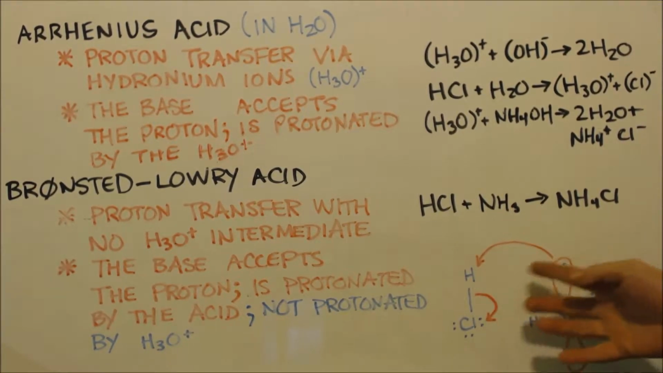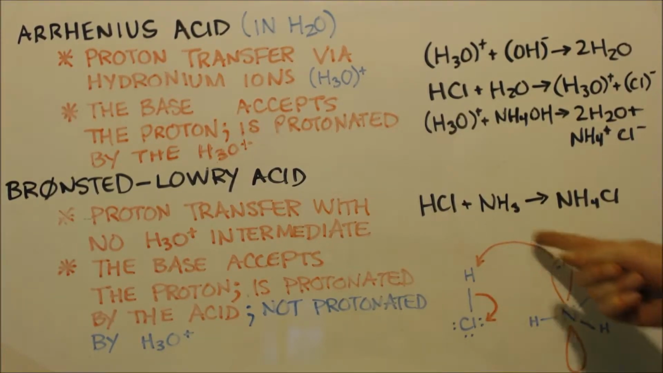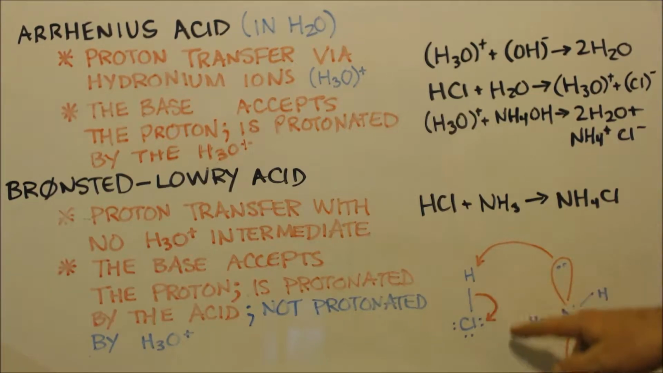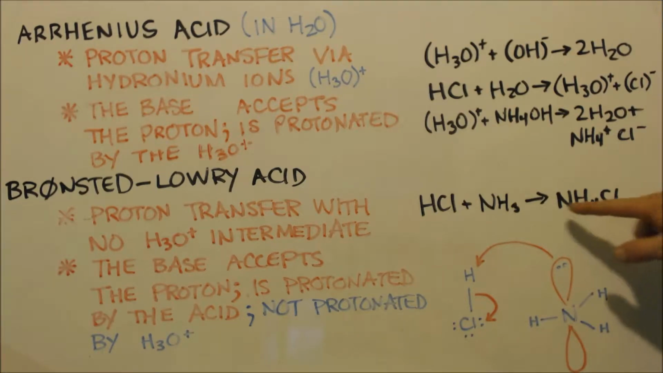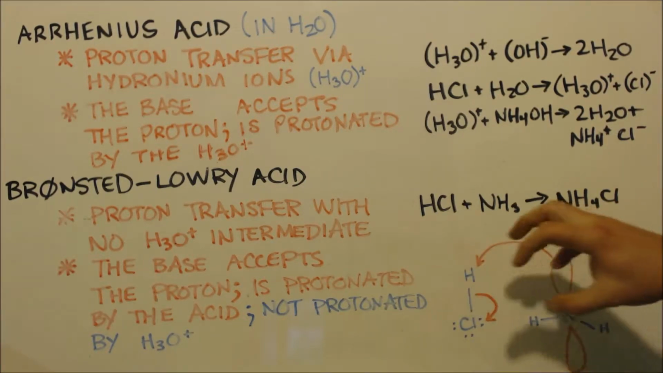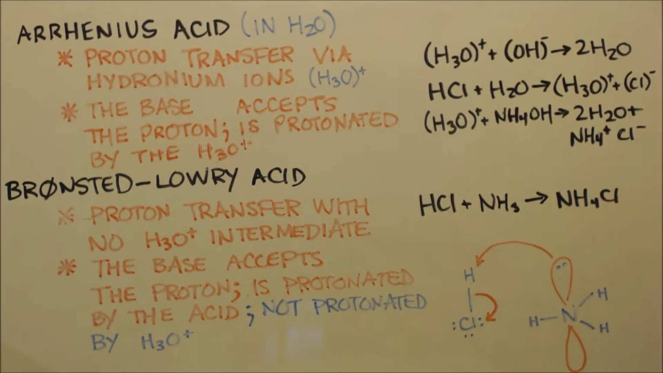The proton comes by, electrons jump to there, these electrons jump to here, and then you end up with this negative chloride and this ammonium. But since there's no water, it forms the salt instantaneously. It doesn't form ions. It forms the actual salt. And that's basically the whole thing.